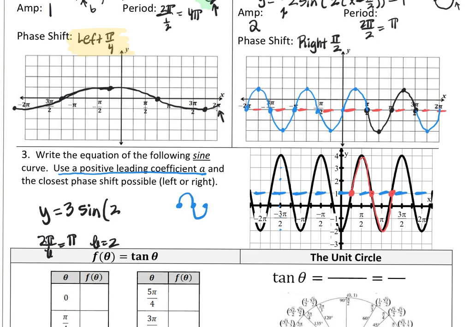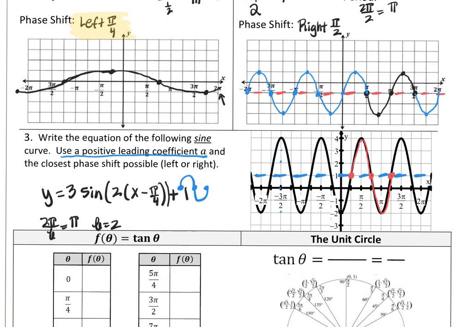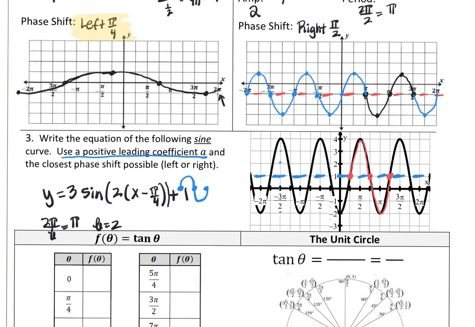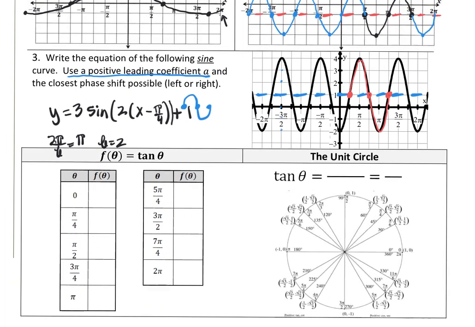All right, so I have a 2 here. Then I've got parentheses x, and since we went right pi over 4, I have to go minus pi over 4. And then our midline is up 1. Oops, that little piece of graph's in it, but it's okay. All right, there we have it. Yay, I probably need to close this parentheses too. All righty. Now the next part we're looking at is tangent.